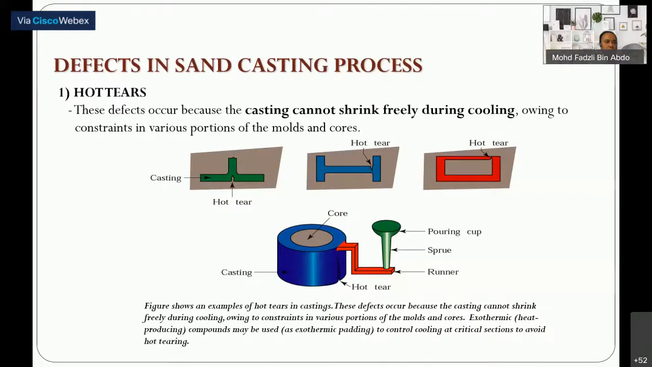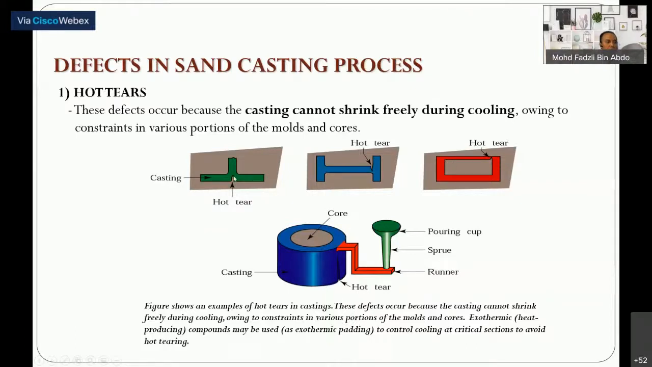Ini adalah defect-defect dalam sand casting process. Kita ada hot tear. The defect occur because of the casting cannot shrink freely during the cooling, owing to constraint in various portion of the mold and core. Okay. Ini adalah contoh hot tear. Hot tear ni biasanya berlaku sama ada di hujung-hujung ni ataupun di tengah-tengah ni.